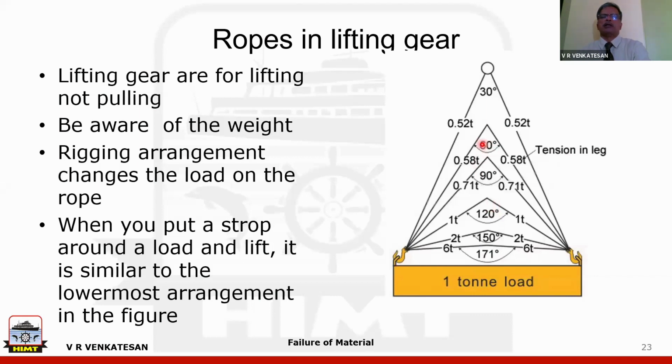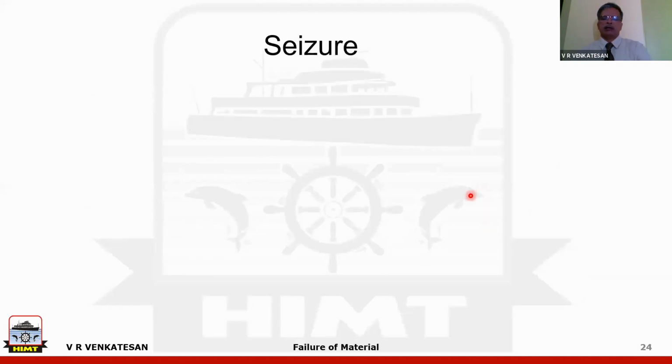So normally the guideline is the angle should not increase more than 60. This is the normal guideline. So anywhere beyond this, you are going to be overloading the rope. So these are the main principles of fractures and how they can take place.